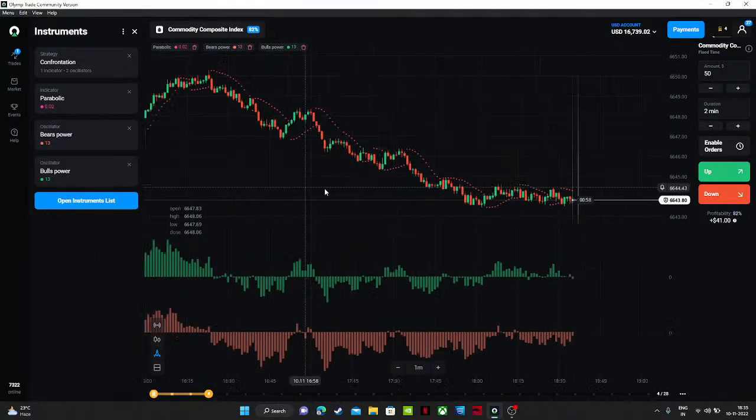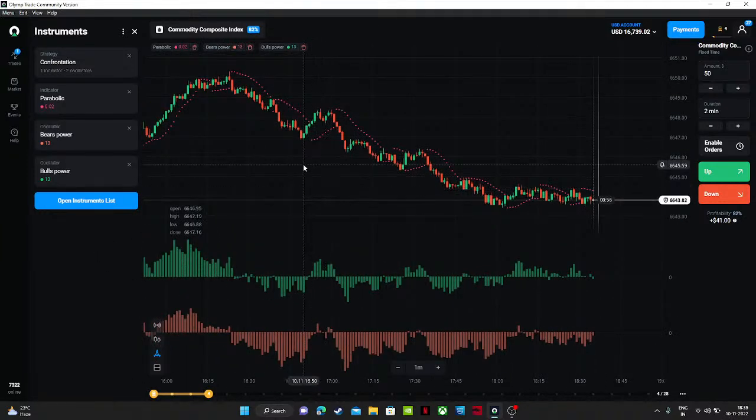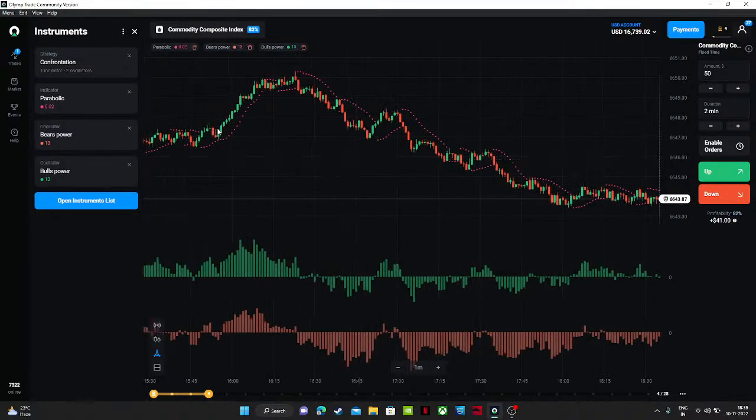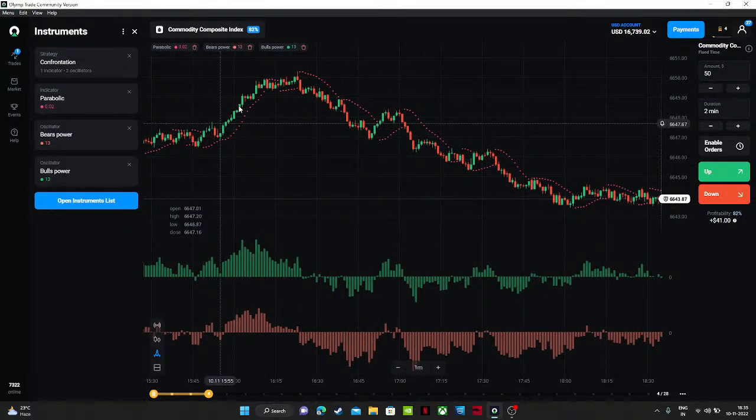We can notice by looking at these pink parabolic dots that whenever the price is going in the upward direction, in other words, whenever the price is rising, the parabolic dots are appearing below the candlesticks, right? And whenever the price is going in the downward direction, whenever the price is falling, the parabolic dots are appearing at the top of the candle.